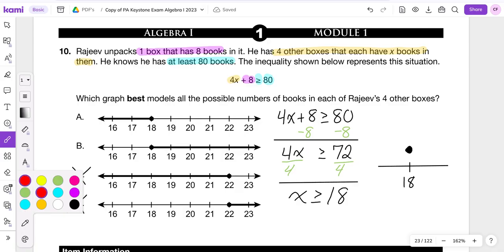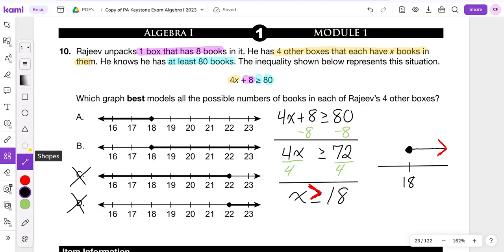This only works when the variable's on the left though. This is the same shape as the arrow, which is why this will be the graph of the inequality. And what does this one match? This one will match option B.